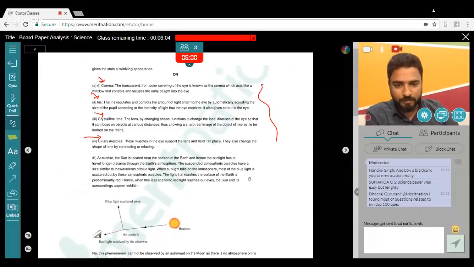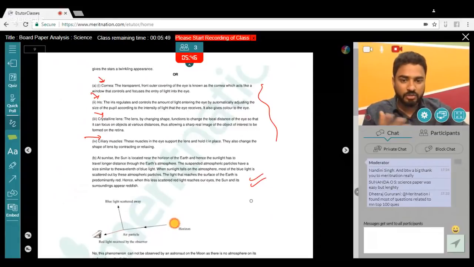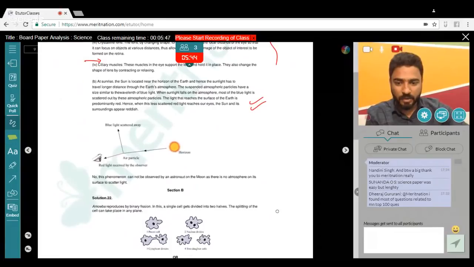And again, a simple theoretical, logical question was asked over here: what is the reason behind why stars twinkle, or basically why does the sun appear reddish early in the morning and in the evening? So that is an explanation question over here.